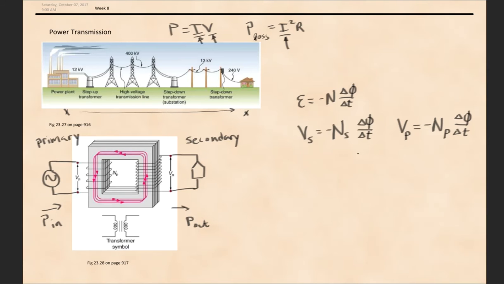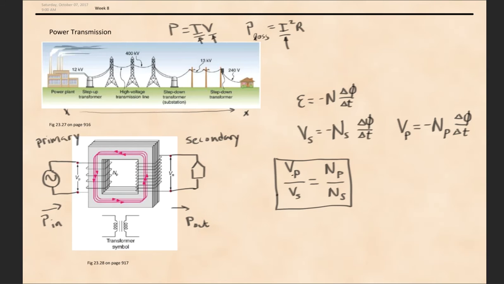This gives me a way to analyze the transformer. If I take the ratio of these two equations, the change in flux over the change in time is the same in both cases, and so they cancel out. And so I get this equation that tells me how to analyze transformers.